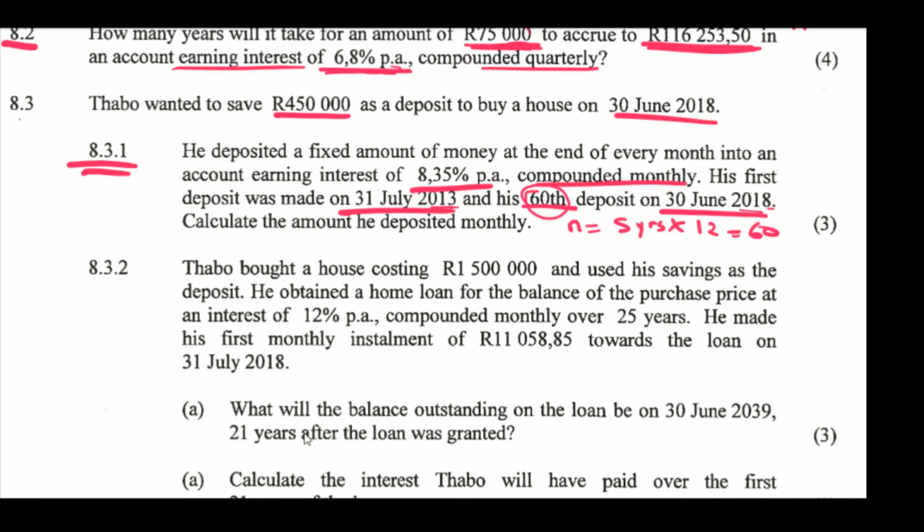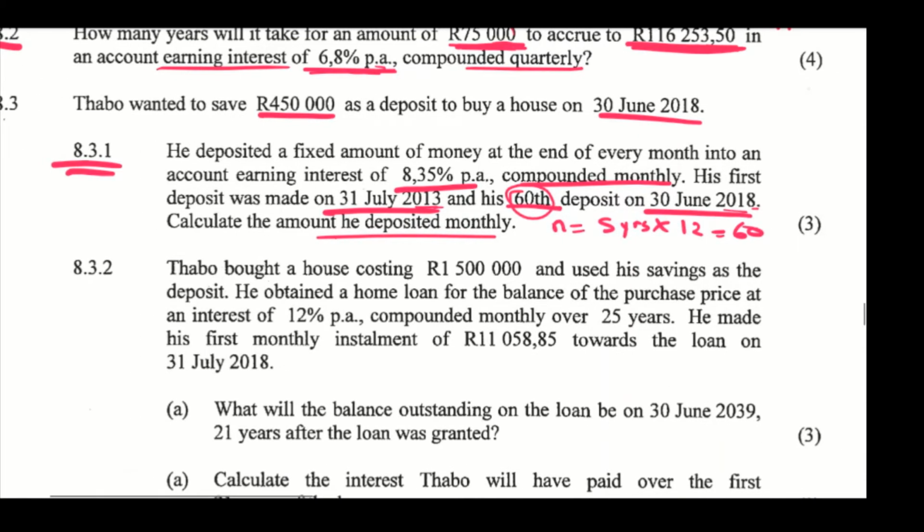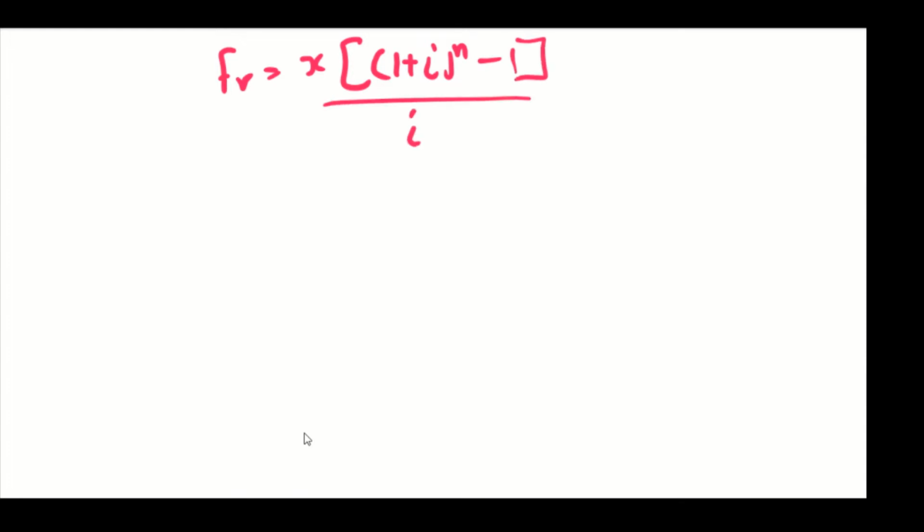So what we're going to do here is calculate the amount deposited monthly, right? So we already have everything here. We're going to use the future value annuity because this is an investment. This is a deposit for a house. He's not taking a loan, he's just making payments. So we're just going to use a future value annuity here. I'm going to say V equals x into 1 plus i to the power n minus 1, divided by i, right? We want to identify x.